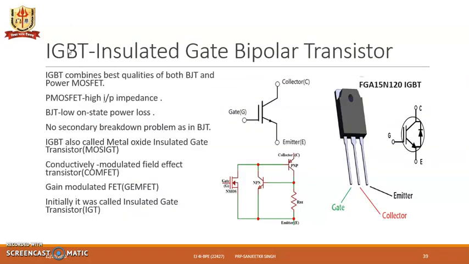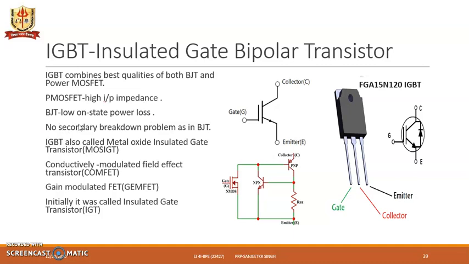Now let's see the second type, IGBT. IGBT stands for insulated gate bipolar transistor, and it combines the best qualities of both the power BJT and the power MOSFET. The power MOSFET has the best quality of high input impedance, which we already saw is 10 raised to 9 ohms, whereas BJT has a low on state power loss. So these two best qualities are combined and taken into IGBT.